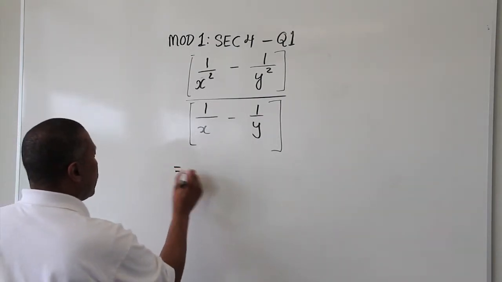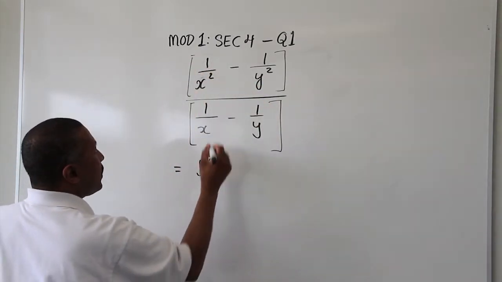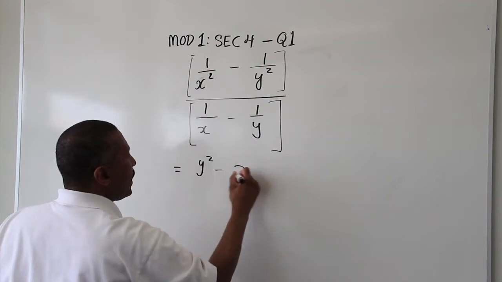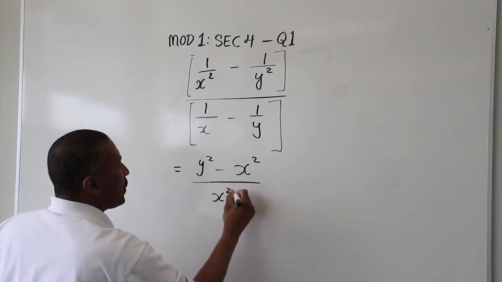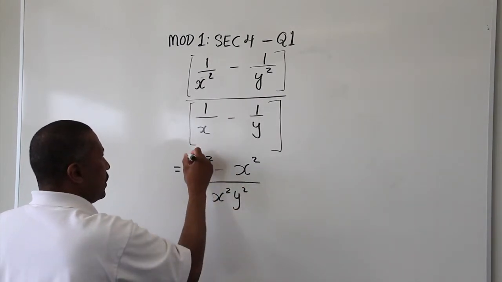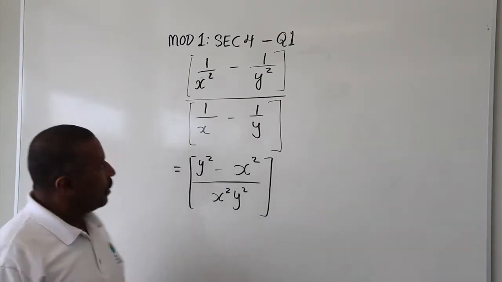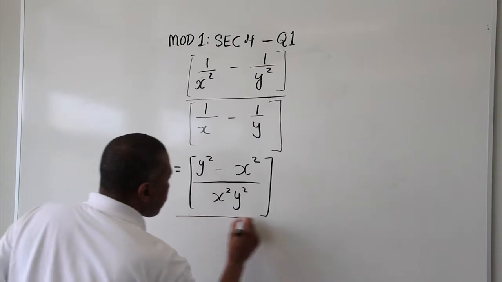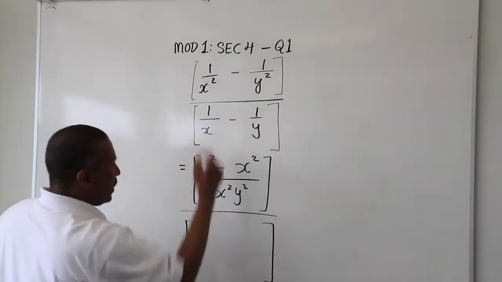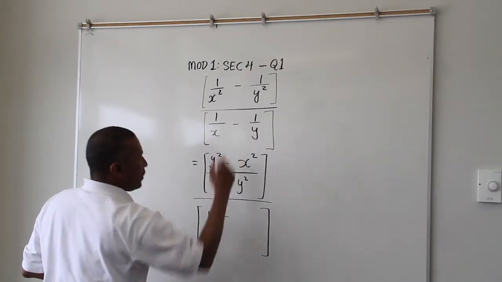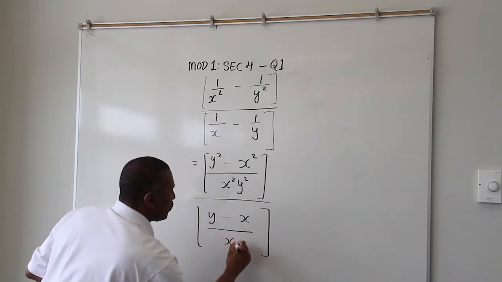So here we go. The first step is we can multiply across and get y squared, multiply across and get minus x squared, and then that would be divided by the product, x squared, y squared. This concludes the first step in the numerator. We're going to do the same thing in the denominator section. We'll multiply to the left, multiply to the right, and then multiply across, giving you xy.